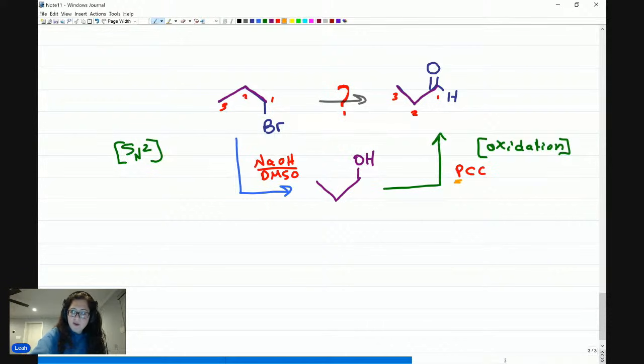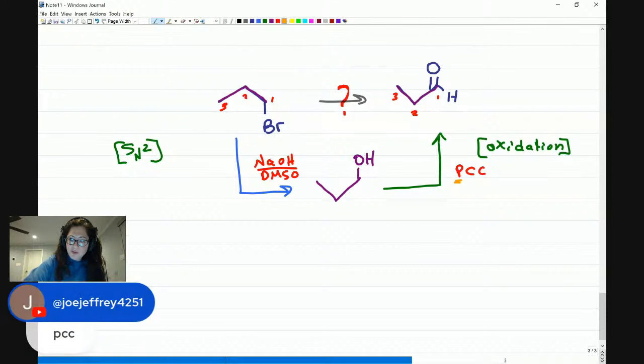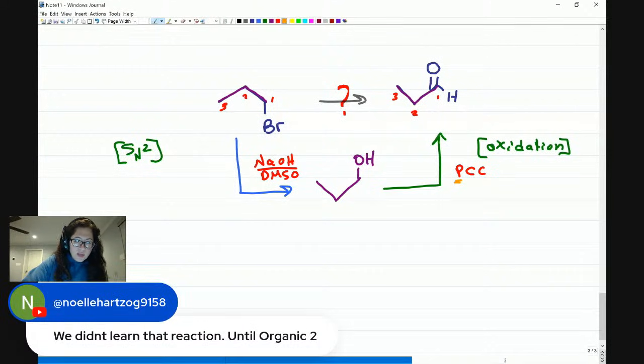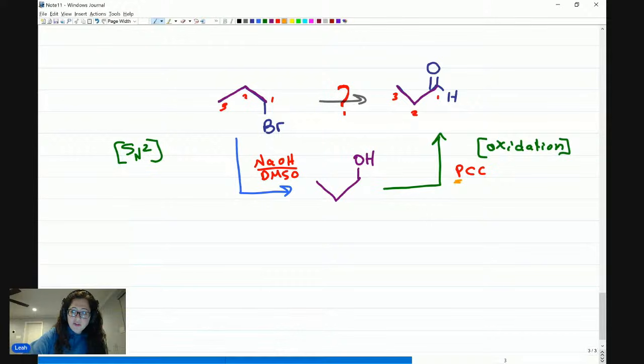All right, let me see some hearts in the comments if you're liking this approach so far, and absolutely correct, Noel, we didn't learn that reaction until organic 2. Yeah, a lot of students don't. Radical polymerization, that would definitely be Orgo 2 as well.